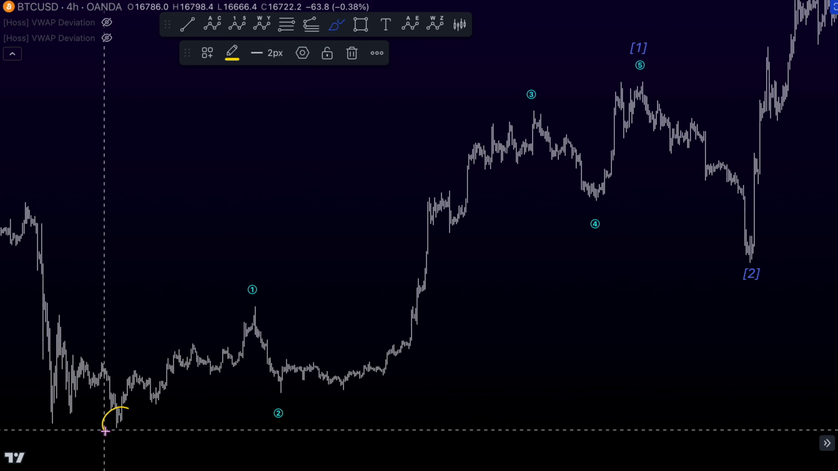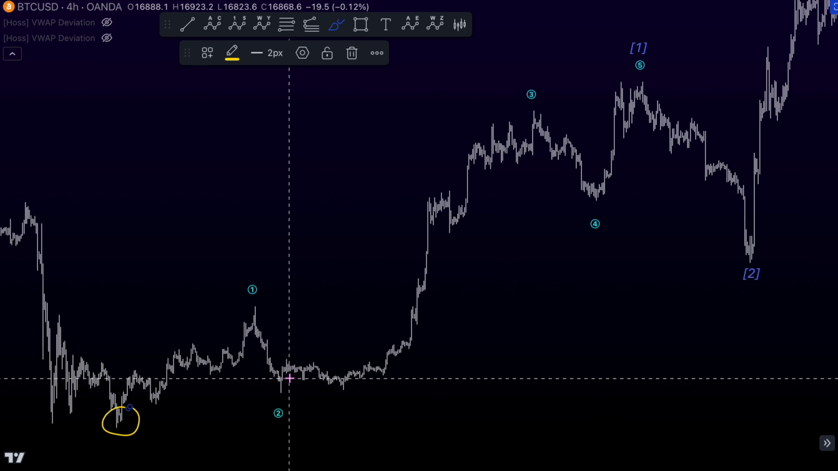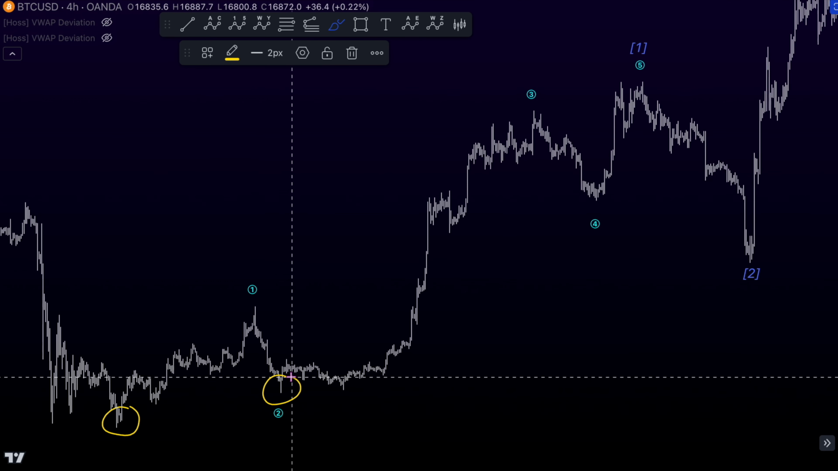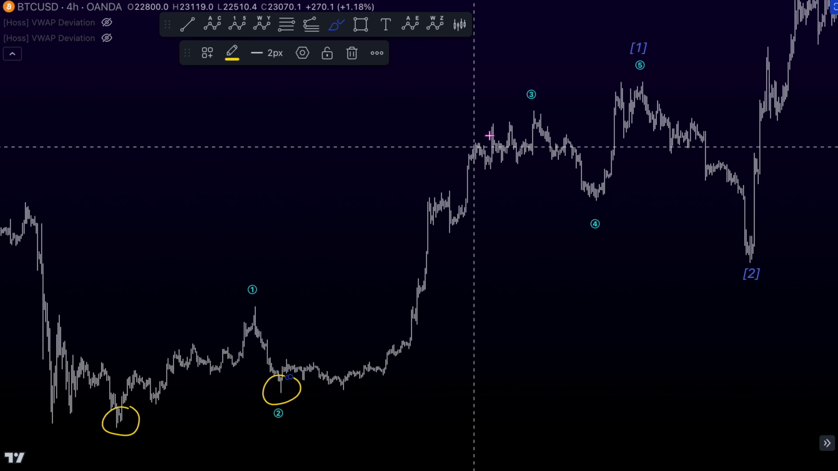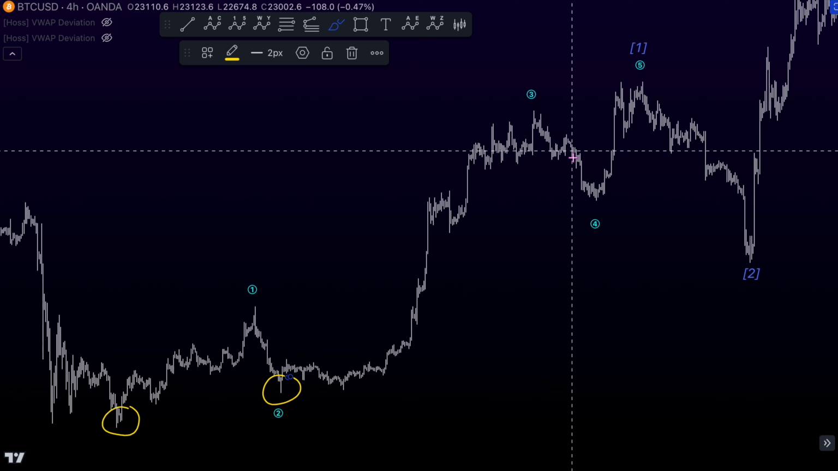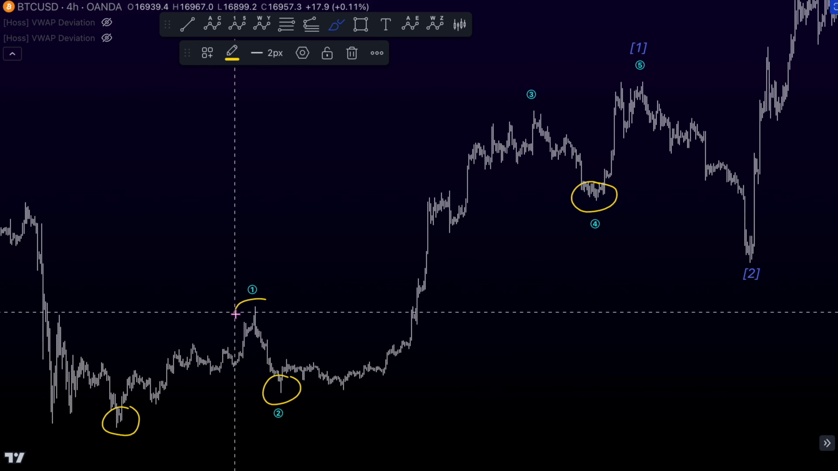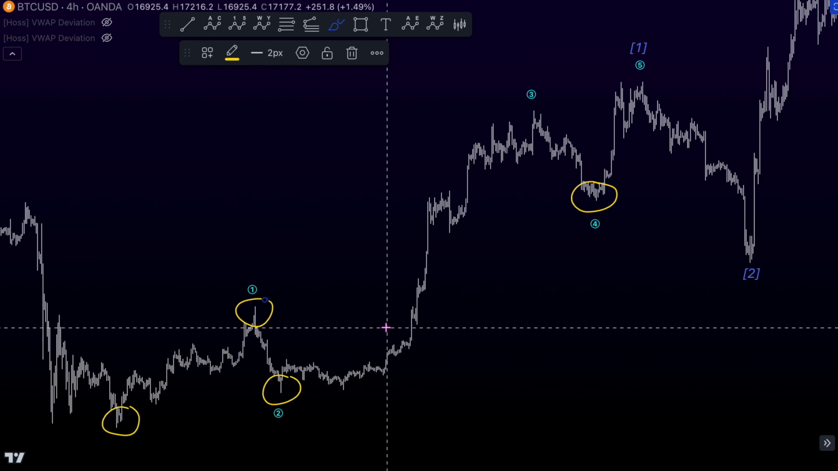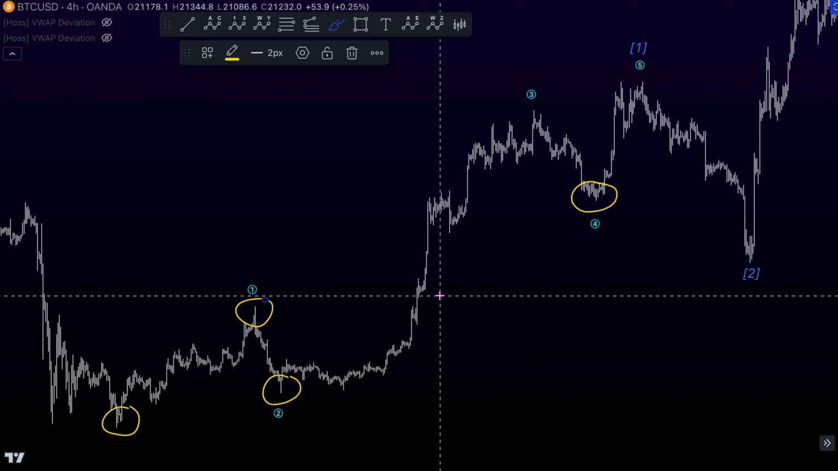The swing low at the beginning of wave 1 didn't break by the move of wave 2. So that's the first rule. Then the third wave clearly is the longest, quite aggressive. And also wave 4 didn't break the swing high of wave 1. So all three rules are fulfilled and therefore it can be a valid impulse.